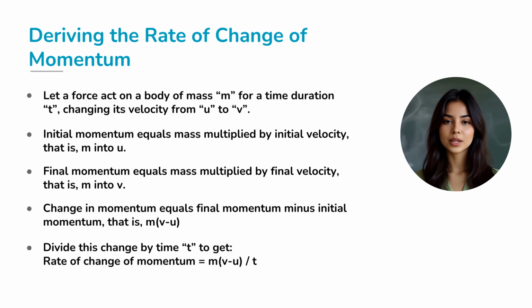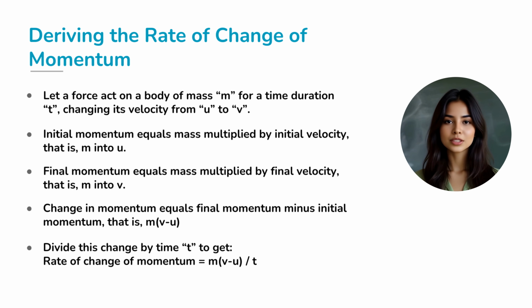The change in momentum is final minus initial, that is m into v minus m into u. This simplifies to m into (v minus u). Now, when we divide this change in momentum by the time interval t, we get the rate of change of momentum. That is m into (v minus u) divided by t.